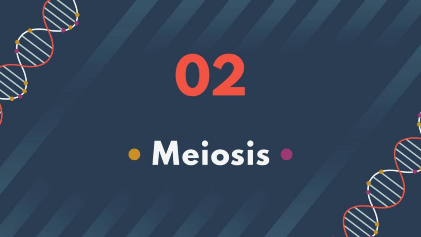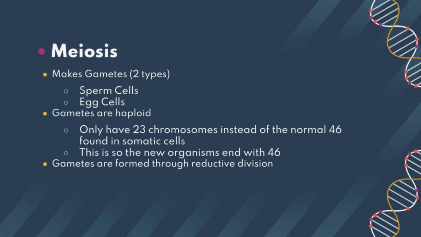All right, so meiosis is our process of cell division that makes gametes. This is very specifically for gametes only, not somatic cells. And the reason for this is because it has to reduce the genes down to only having one copy of each one. So in humans, we have sperm and egg cells.